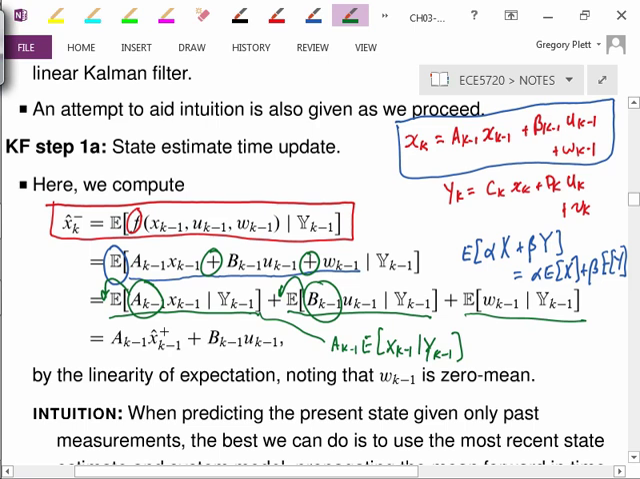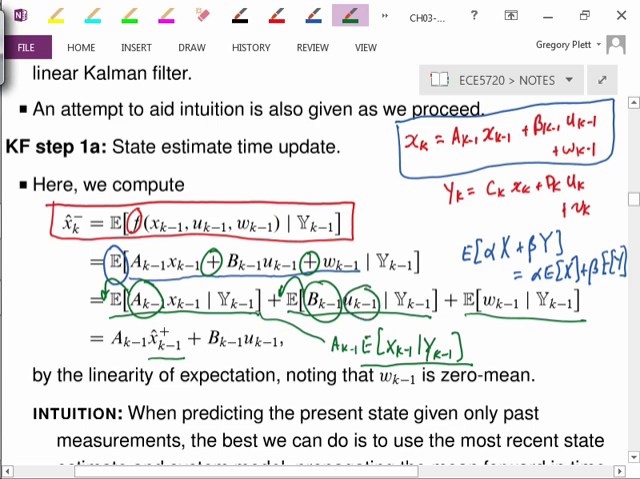We recognize by definition the expected value of the state given at some point in time, given measurements up to and including that particular same point in time, is what we call the estimate of the state at that point in time. So that's an x hat plus quantity, and the point in time is k minus 1, so it's x hat plus k minus 1.